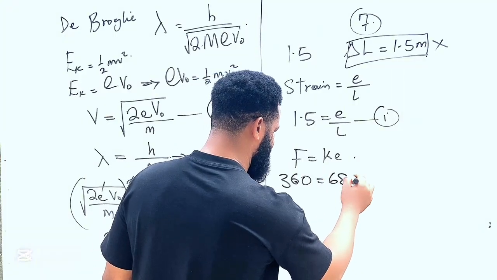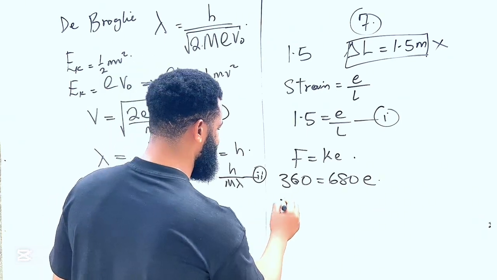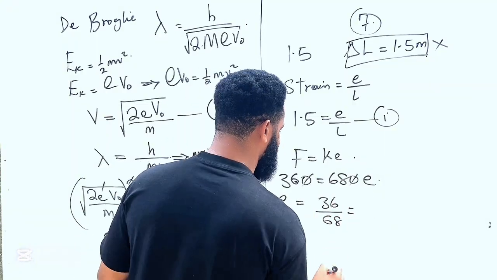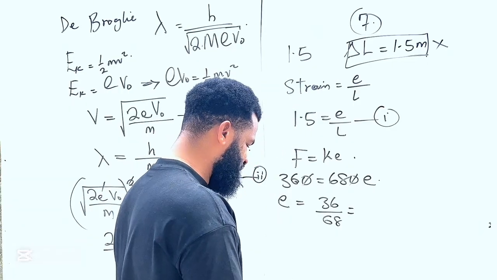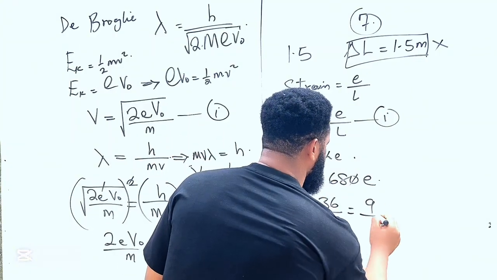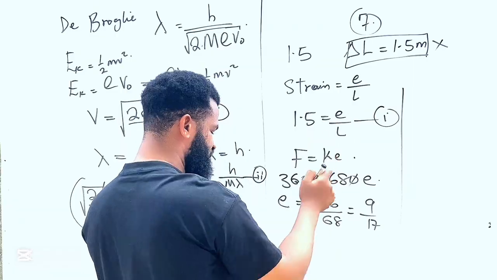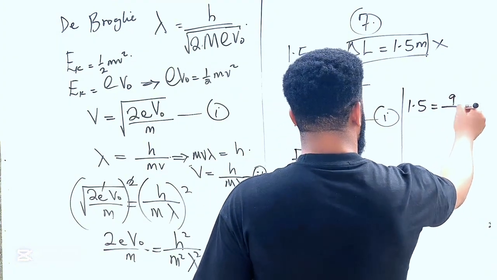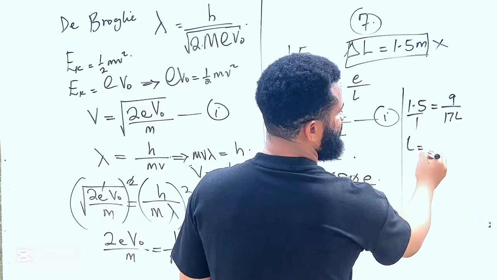Force constant was given as 680, and I do not know e. So what I will do now is to say that e is equal to 36 over 68. 0 will cancel 0, which is the same thing as what? So 36 divided by 68 is given as 9 over 17. So that simply means that if I substitute e here, I can find the original length. Therefore, I'm going to have that 1.5 is equal to 9 all over 17L.